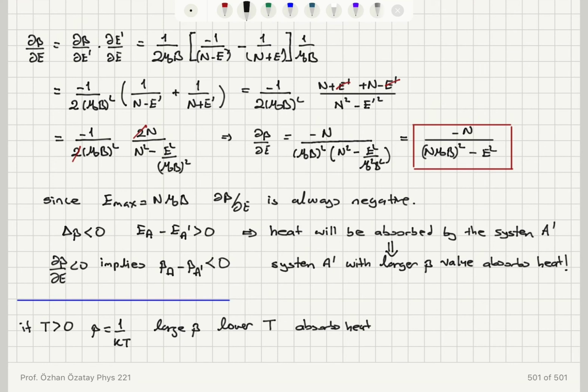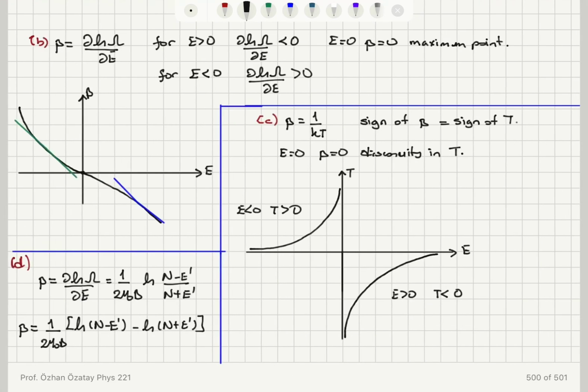If the temperature is negative, however, we still have del beta del E negative. So basically that implies that also for negative temperature, if you have a larger beta value, it also will be absorbing heat. So this concept of who is going to absorb the heat depends on the value of beta. The one with the larger beta value always absorbs the heat, whether the temperature is positive or negative.